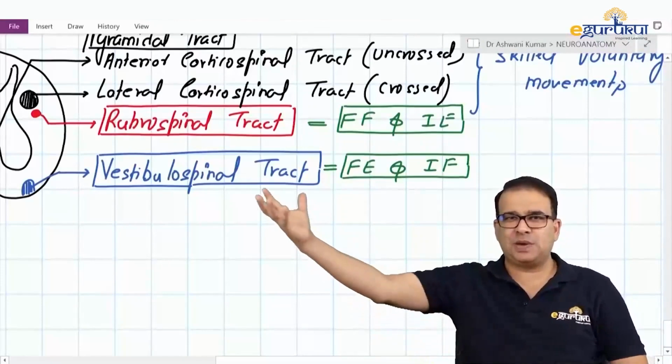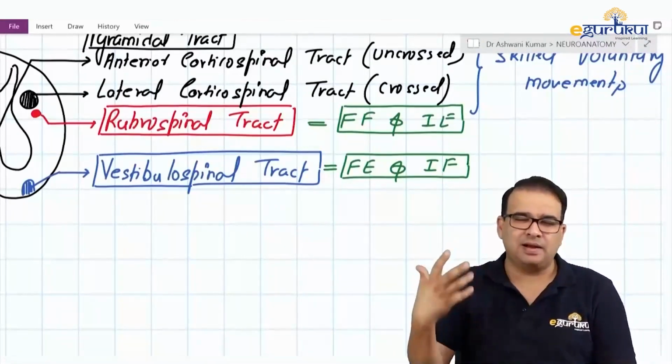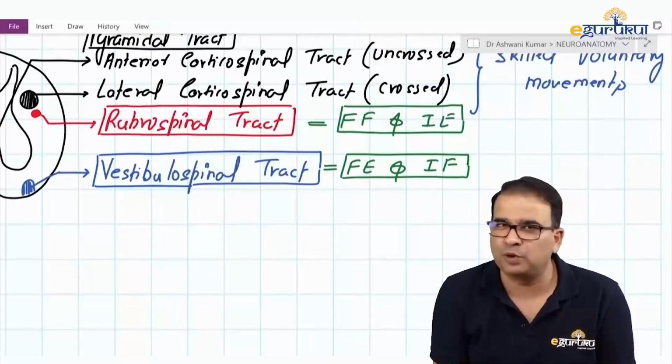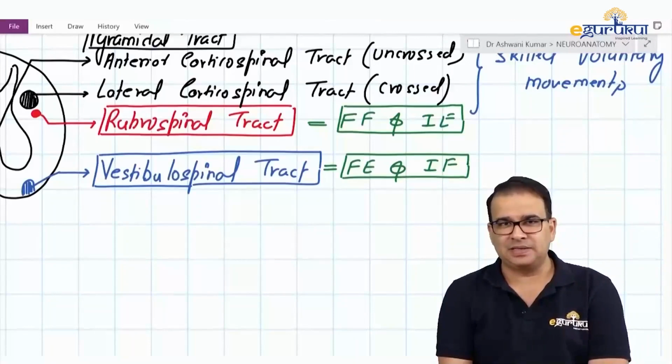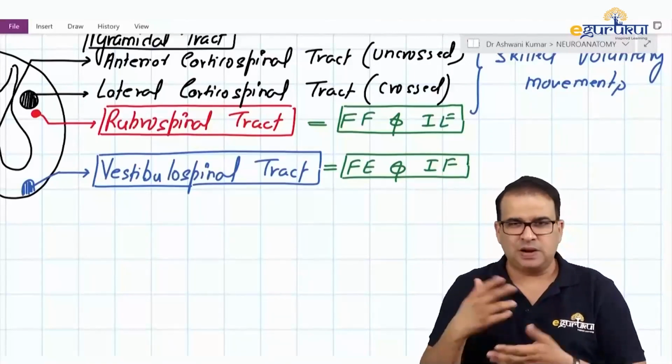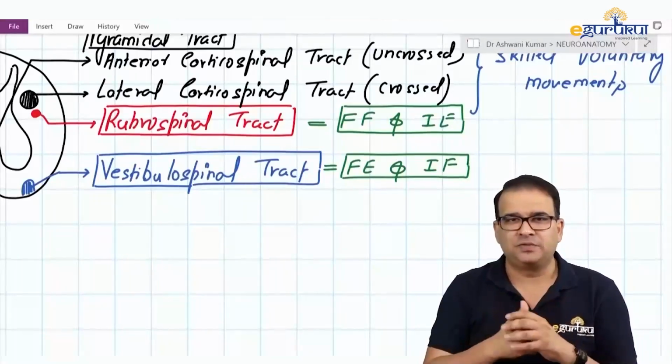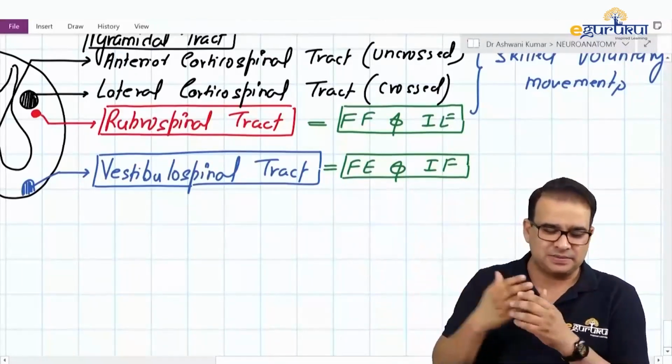That's why this vestibulospinal tract is a postural tract. It helps to maintain the posture. Rubrospinal tract facilitates flexors, inhibits extensors, and vestibulospinal tract is exactly opposite, ulta. It facilitates extensors and inhibits flexors.